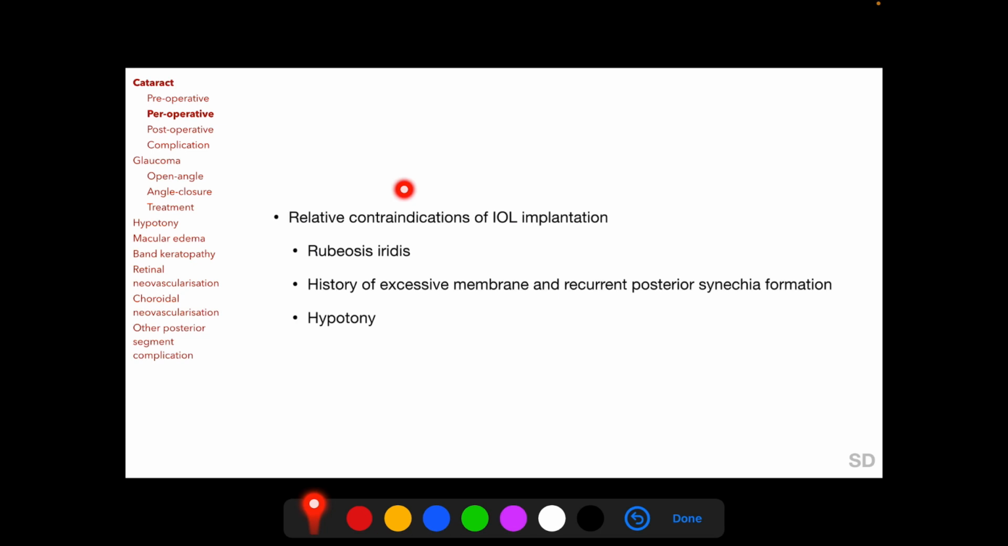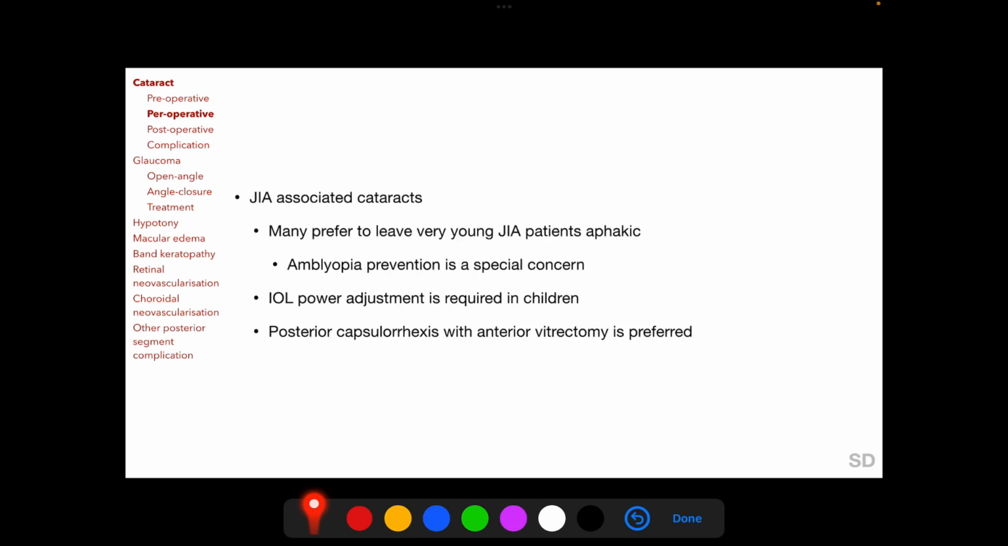There are certain relative contraindications of IOL implantation such as iris neovascularisation, history of excessive membrane formation and recurrent posterior synechia formation, and hypotony. JIA-associated cataracts in children are a special situation, and many experts prefer to leave very young JIA patients aphakic, and that makes amblyopia prevention a special concern.